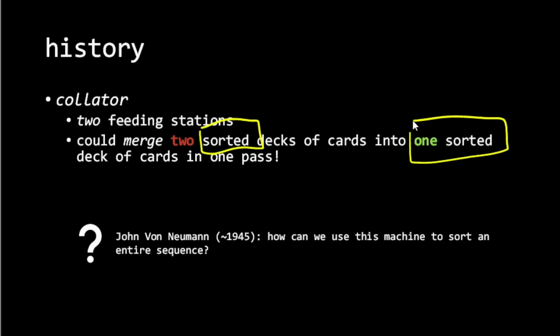And a pretty smart guy named John von Neumann, who I'm sure you've heard of, he's pretty famous for the von Neumann architecture, among other things, thought: how can we use this machine to sort an entire sequence? It's right on the cusp of the Turing machine, right on the cusp of computation in general, and this concretization of these mathematical models. So while von Neumann was developing these architectures, this was at the forefront of his mind. How do you solve this problem of sorting an entire sequence using just this base operation, assuming you have a machine that can merge two already sorted decks into one?